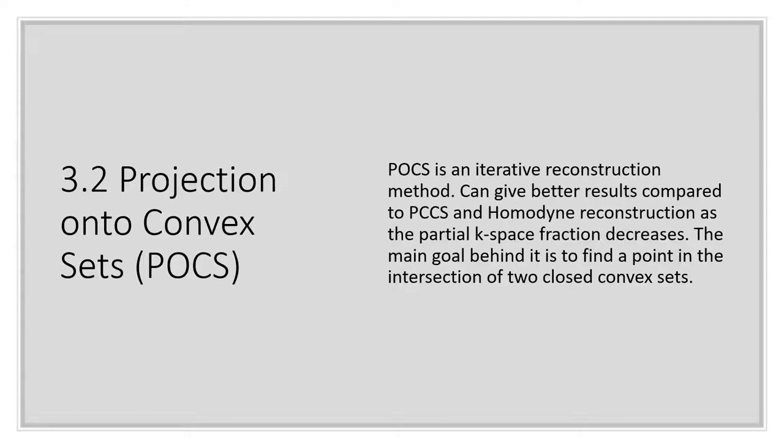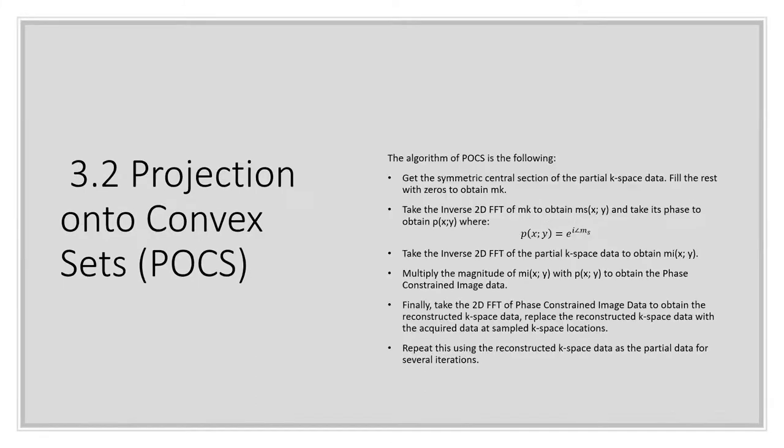The first method to compare is POCS. POCS is an iterative reconstruction method and can give better results compared to PCCS and homodyne reconstruction as the partial k-space fraction decreases. The aim of POCS is to constrain k-space data and image space. You can see the algorithm of POCS here.